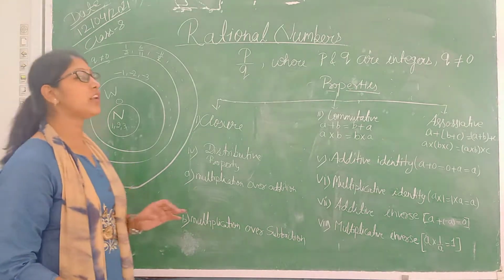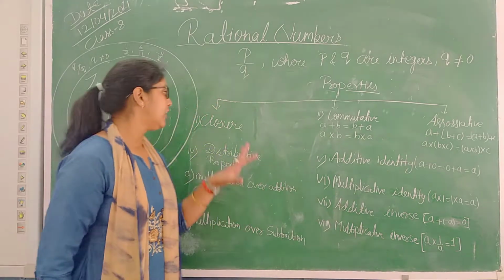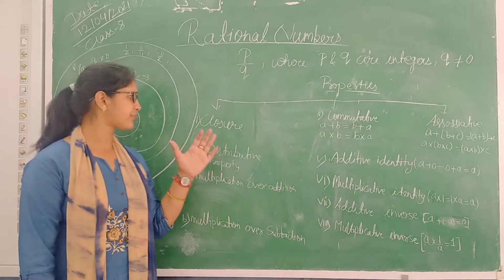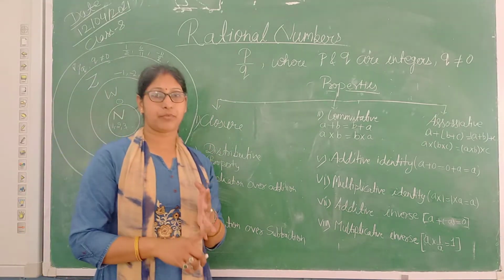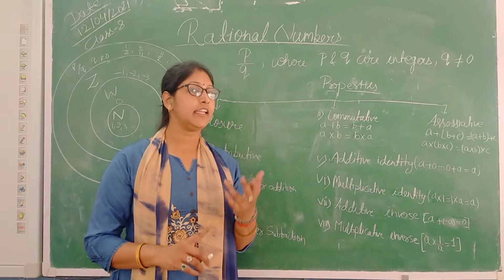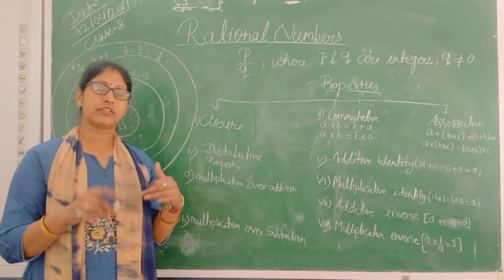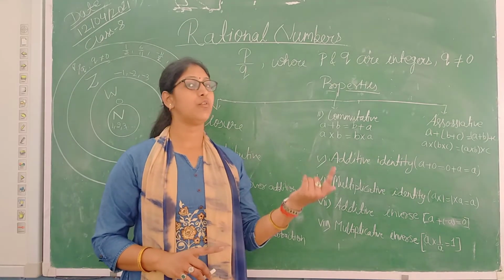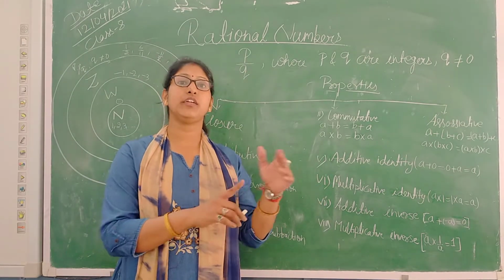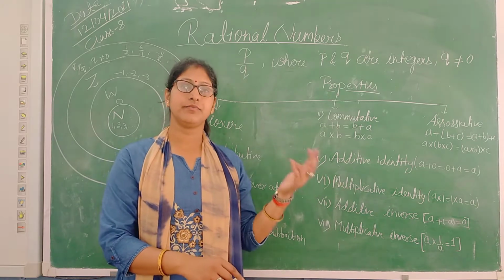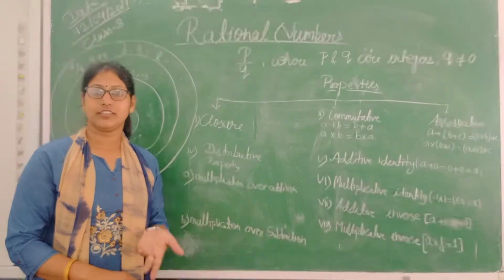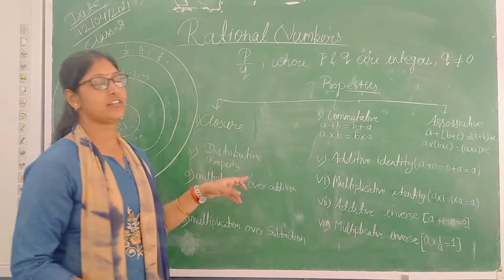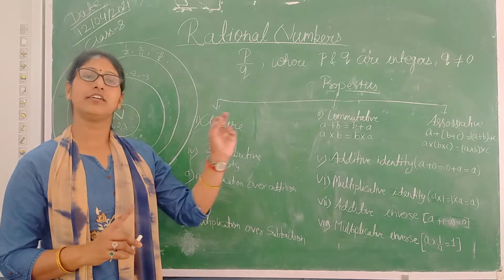Now we understand the properties held by rational numbers. The first property is the closure property. This property says that when we add, subtract, multiply or divide any two numbers, we get the same kind of number. Suppose we add two whole numbers, the result is also a whole number. When we add any two integers, we get an integer. So for rational numbers, when we add any two rational numbers, the result must be a rational number.